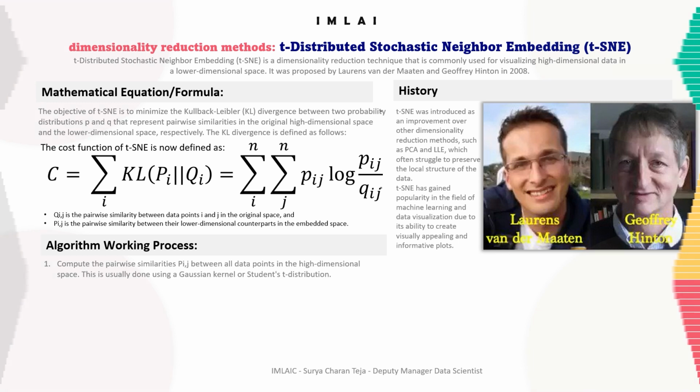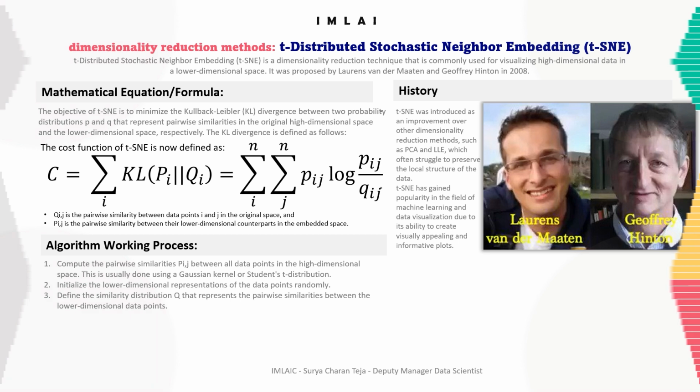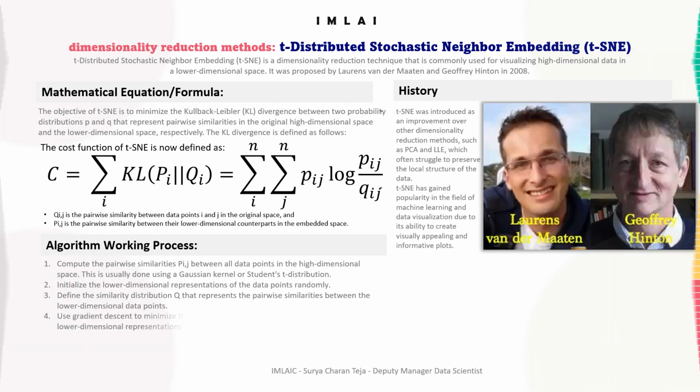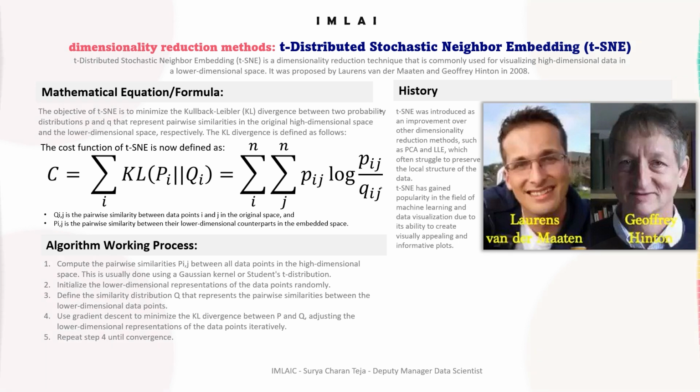Then initialize the lower dimensional representations of the data points randomly. Then define the similarity distribution Q that represents the pairwise similarities between the lower dimensional data points. Then we can use gradient descent to minimize the KL divergence between P and Q, adjusting the lower dimensional representations of the data points iteratively, and then repeat step 4 until convergence happens.